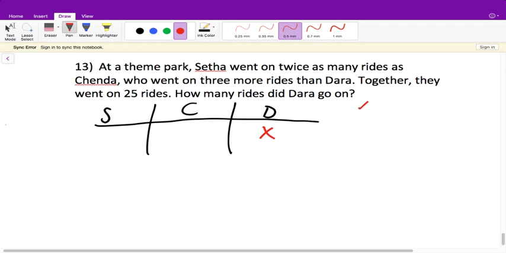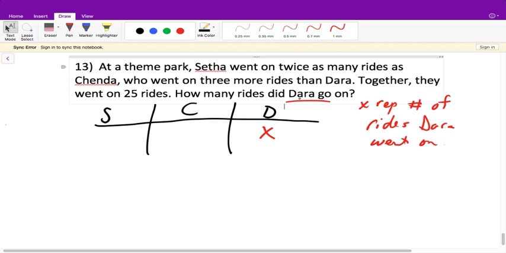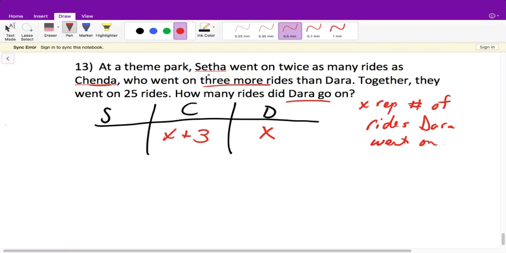So x represents the number of rides Dara went on. Also, it's asking us how many rides Dara went on. All right, Chenda went on 3 more rides than Dara. So if Dara went x, Chenda is x plus 3. And Setha went on twice as many rides as Chenda. So she is twice as many as x plus 3. Or we can distribute this 2 in, and we can say it's 2x plus 6.